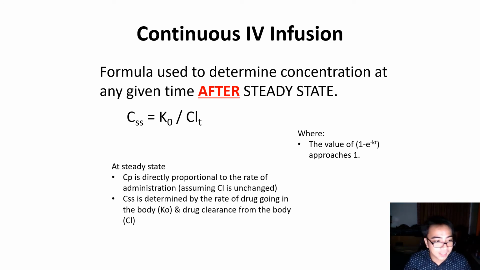Right? So at steady state, class, take note that plasma concentration is directly proportional to the rate of administration, assuming clearance is unchanged. So therefore, CSS is determined by the rate of drug input going in and drug clearance that's going out of the body. So di ba, class, at CSS, we assume that the input, which is represented by your K sub 0, is equal to your output, which is the clearance. So are we clear? Kaya ganyan yung formula niyan. So kumbaga, it's a proportionality, right?